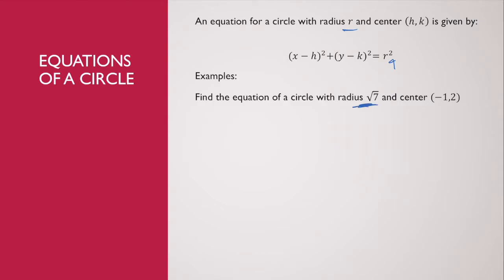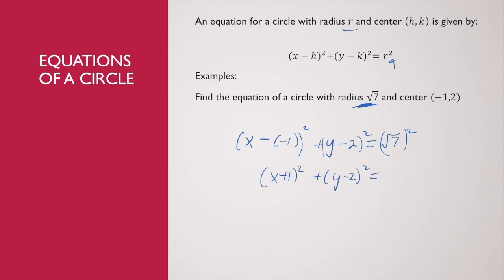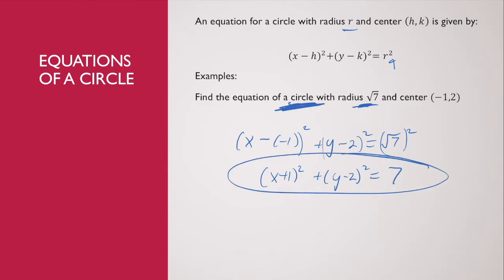So I have x minus a negative 1 squared plus y minus 2 squared is the square root of 7 squared. So I have x plus 1 squared plus y minus 2 squared is 7. That would be the equation for this circle. And we're going to leave it in this form. We aren't going to go ahead and FOIL out our x plus 1 and our y minus 2, because this is the standard form for a circle.